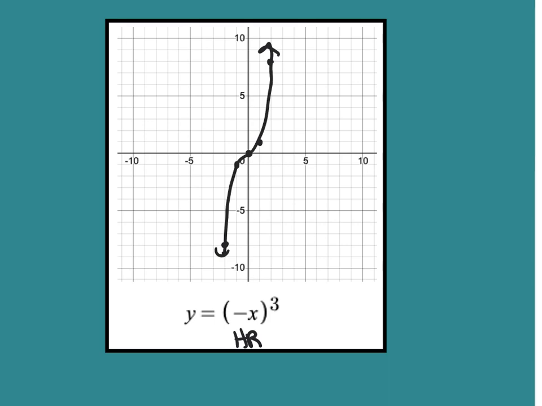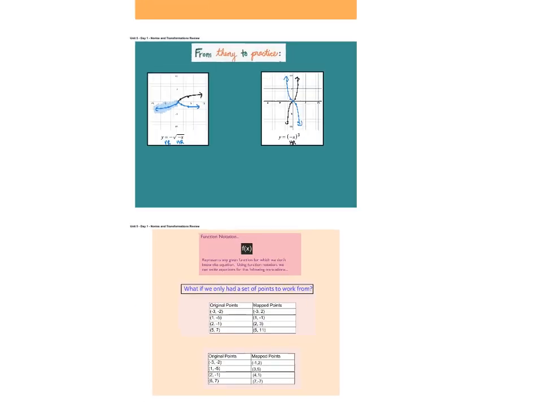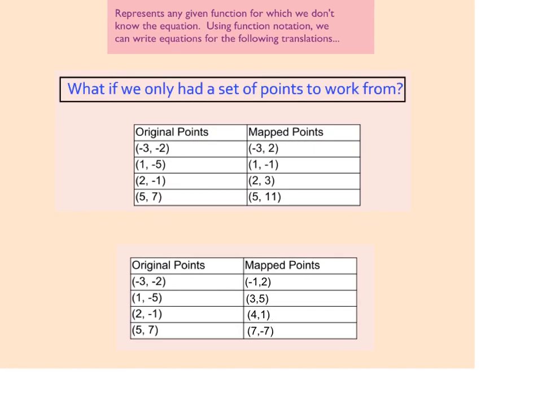So horizontally, that means that 1 becomes negative 1, 0, 0 stays put. Positive 2 becomes negative 2. And then negative 1 becomes positive 1, and negative 2 becomes positive 2. And I have a horizontal reflection.